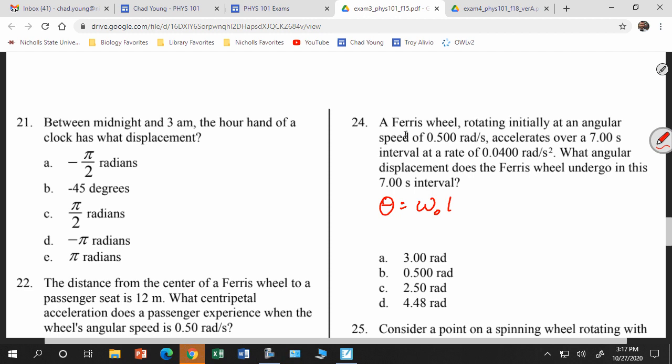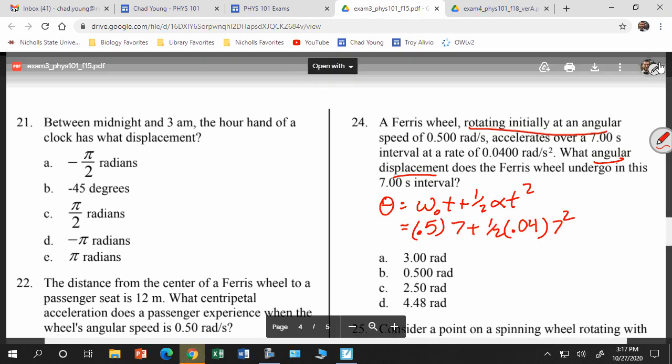That's omega naught t plus 1/2 alpha t squared. I'm looking for the angular displacement. I know omega naught, which is 0.5, that's its initial angular speed, 0.5 times t, which is 7, plus 1/2 of 0.04 times t squared, which is 7 squared. And then you would find the angular displacement. But some of these problems are more complicated just because you don't have all of the values. We'll look for those along the way, and we can try them out.